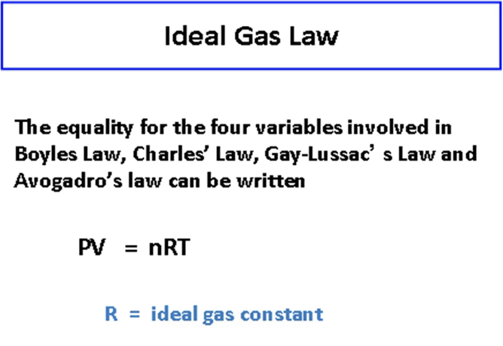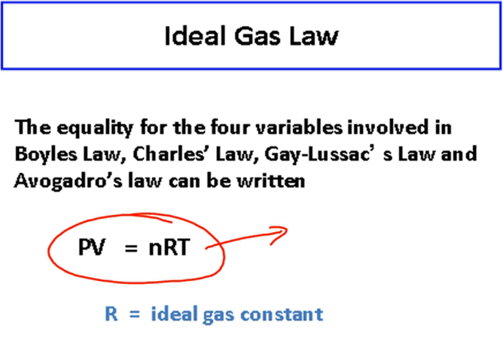Okay, this video is on the ideal gas law. The ideal gas law is, like it says right here, an equality for the four variables involved in Boyle's law, Charles' law, Gay-Lussac's law, and Avogadro's law to be written as one thing, which would be PV equals nRT. And the main thing I want you to get out of this is this equation is what you're going to use when there is no change.